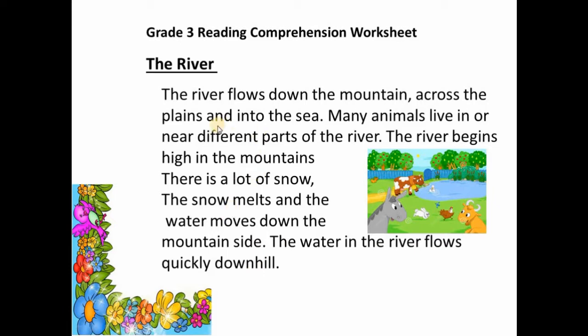So, the passage is about the river. The river flows down the mountains. Many animals live near it. The river begins in the mountains. There is lots of snow. When the snow melts, the river flows down the mountainside and quickly flows downhill.